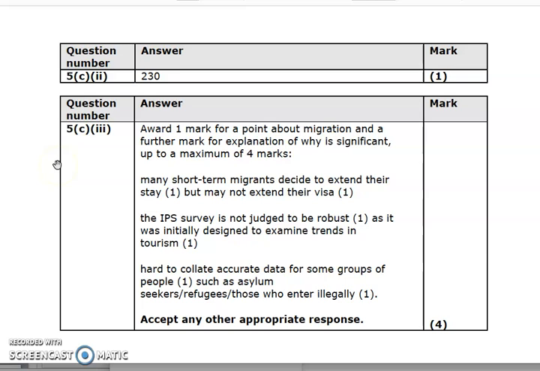So what could the reasons be? Why might people dispute the figures? Well, it may be that there are some migrants that decide to stay but not extend their visa, such as students. It may be because there are asylum seekers or those people who enter illegally, so the data may be very difficult to collect. And also it is very difficult to collect if it's people coming from Europe who are allowed free movement, and so they may not be collected either. So two different things, giving a point and then giving a reason for it.